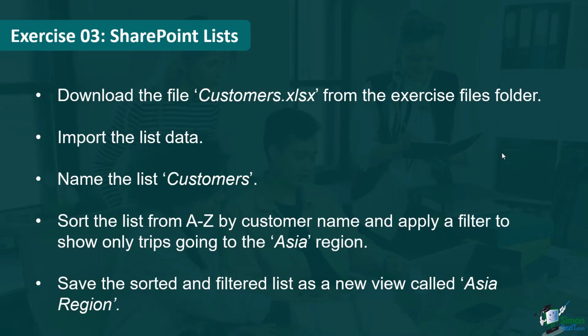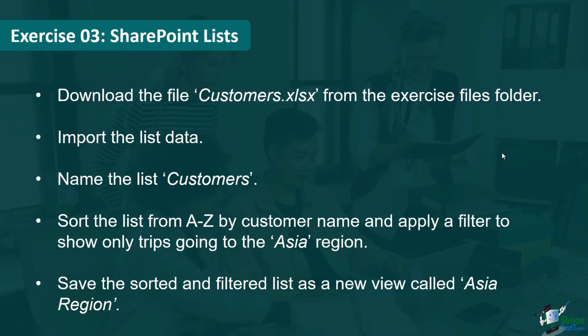It's time now to do exercise 3. And in this exercise, we're going to get a chance to practice some of the skills that we've learned in this section of the course on SharePoint lists. So the first thing I'd like you to do is download the file customers.xlsx from the exercise files folder.